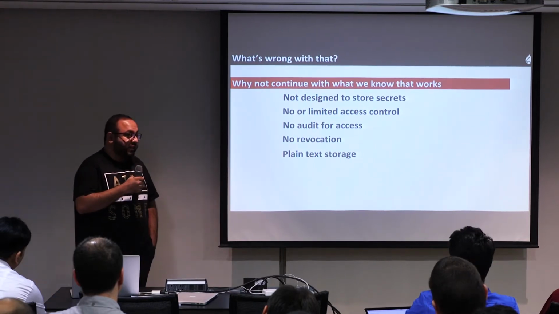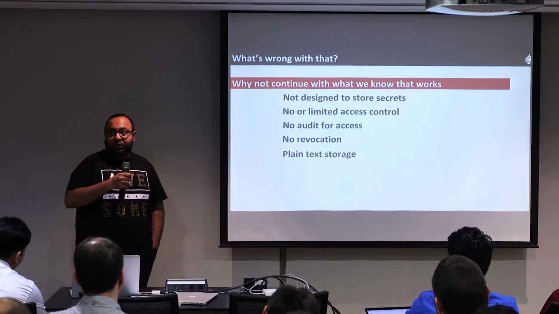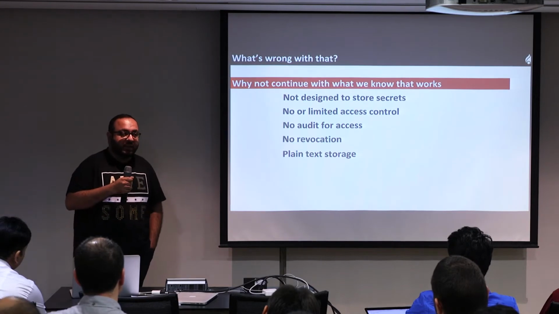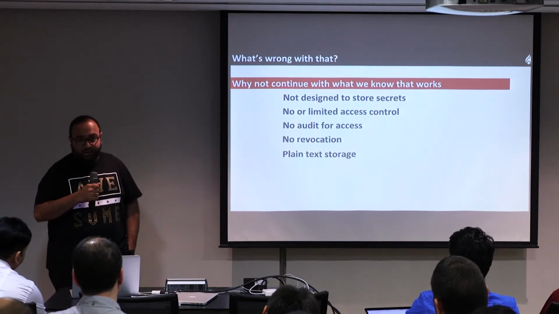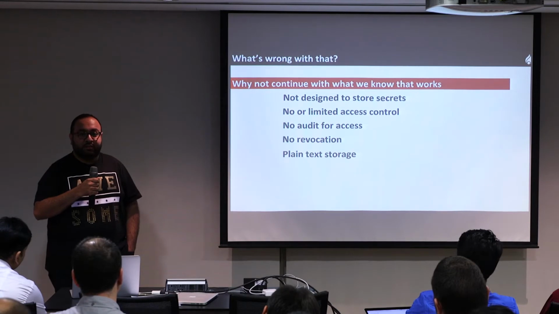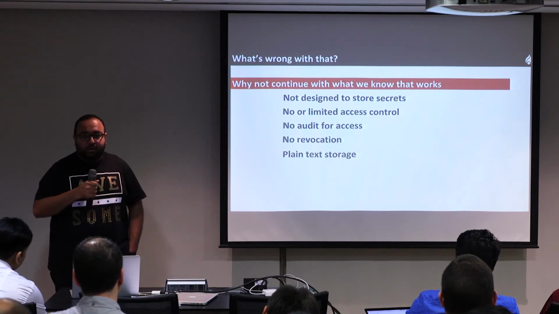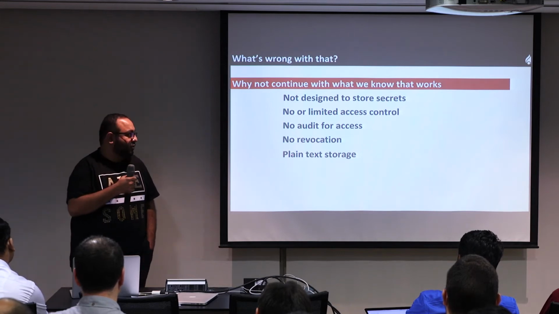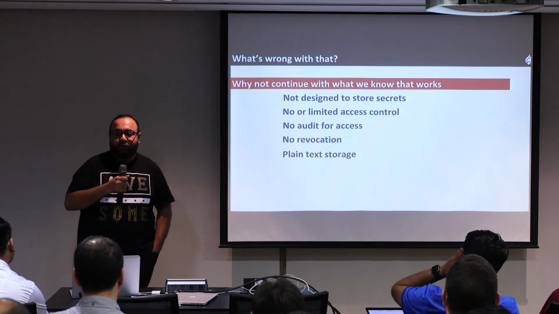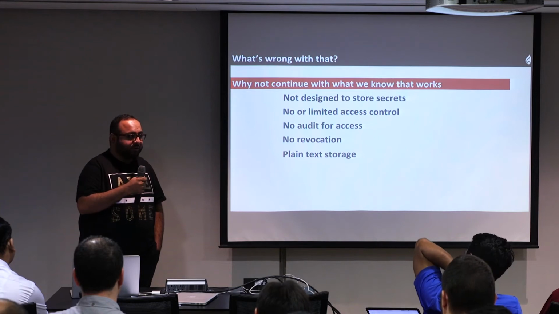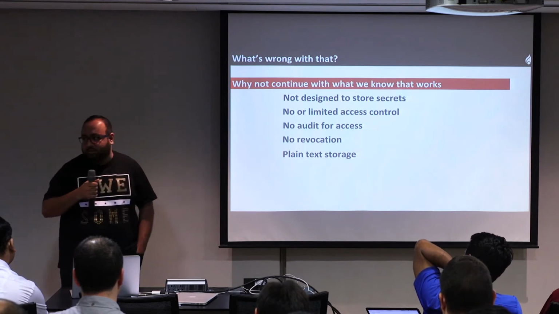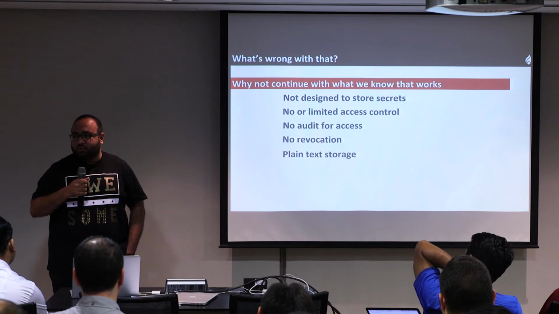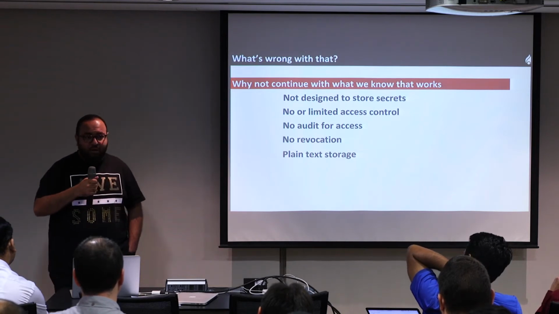The biggest issue is revocation. If something happens, how will you revoke something that is in a settings file that has not been tracked at all, or in an environment variable that is available to every process in the system? Or in a configuration management system, which is literally a plain text storage, simple as that. Even if you encrypt it, the data available on your system is plain text and it's available to every process. So these are the issues that we have had before.